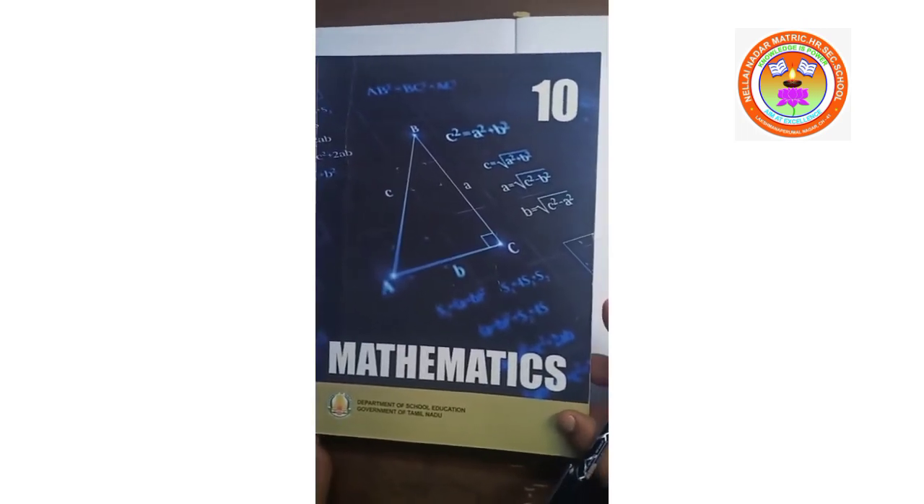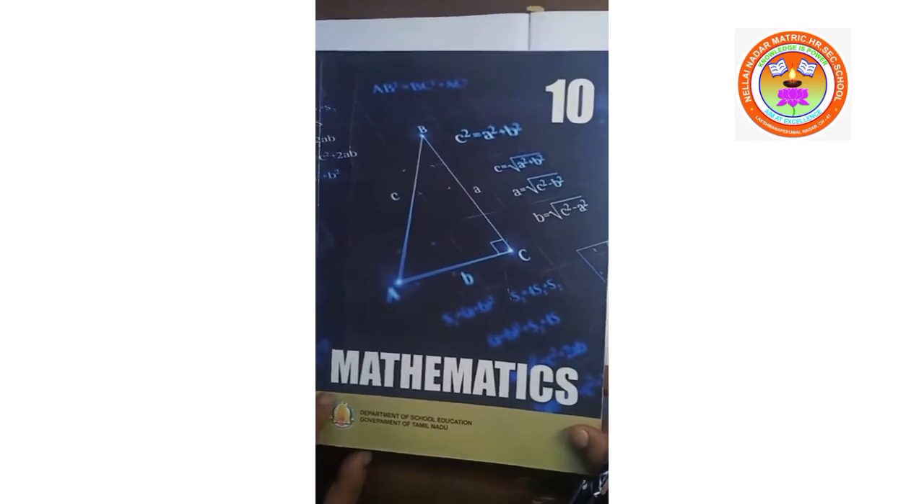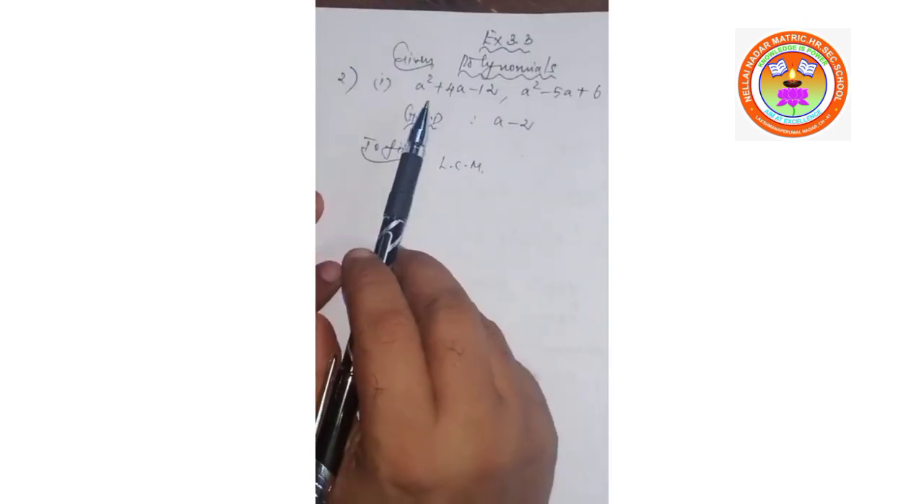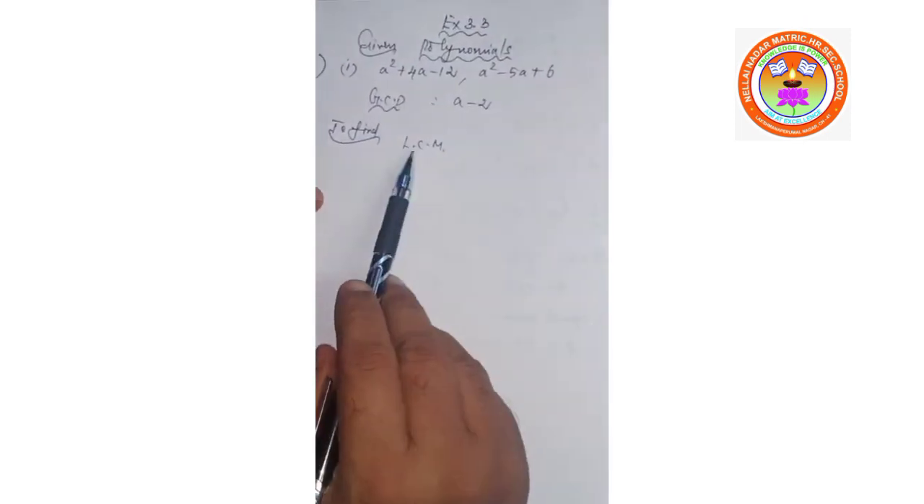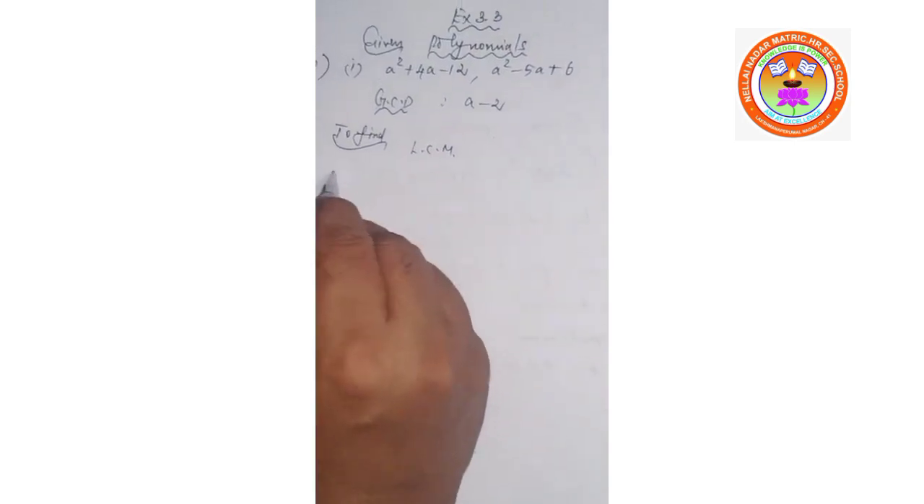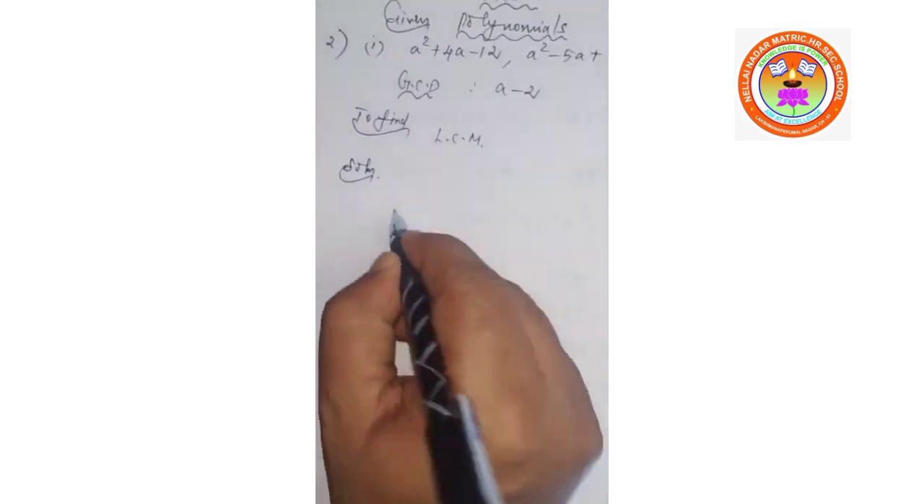10th standard mathematics, chapter number 3, continuation of exercise 3.3. Question number 2. Find the LCM of each pair of the following polynomials. You are given two polynomials and the GCD. You are asked to find the LCM. Listen. Solution.